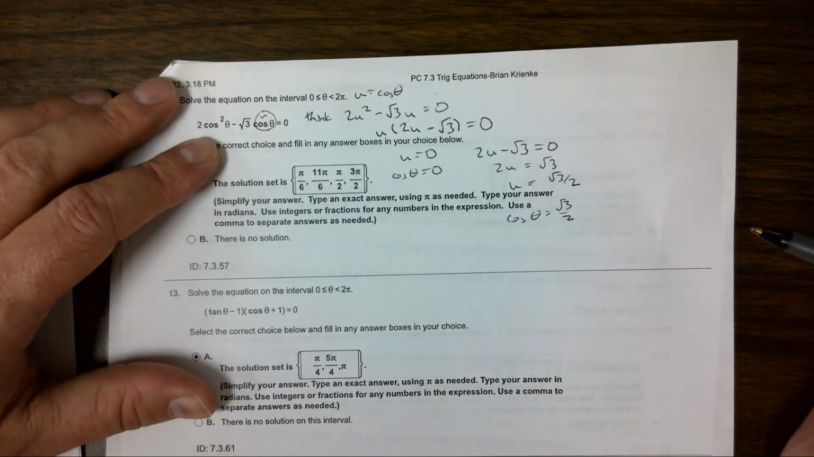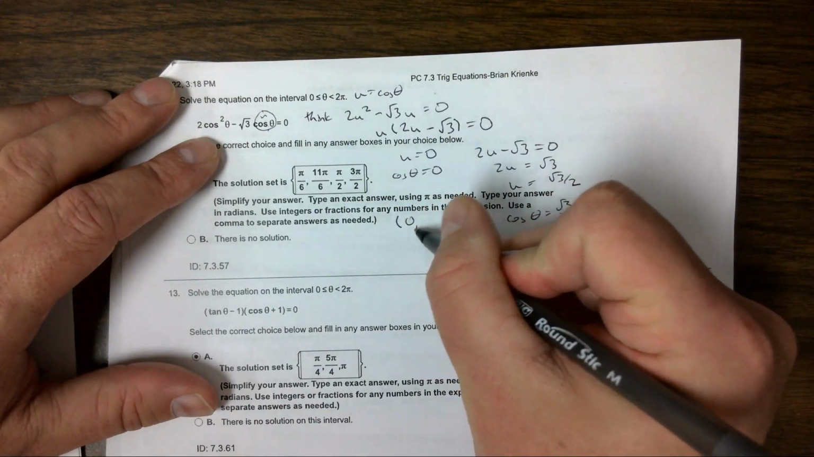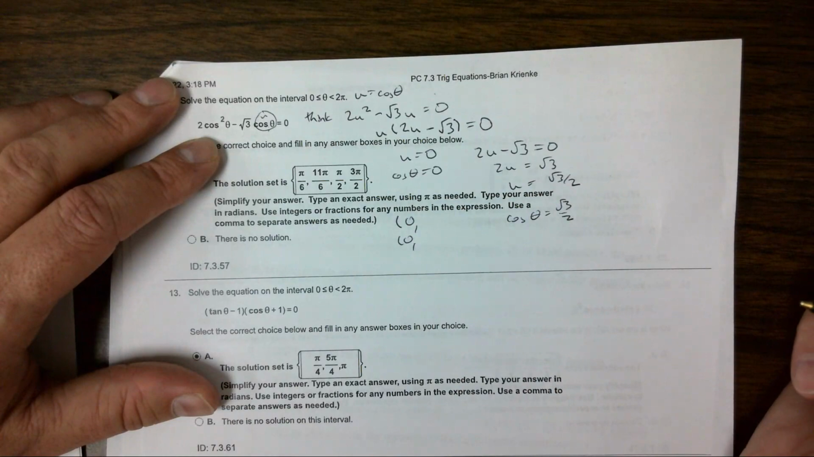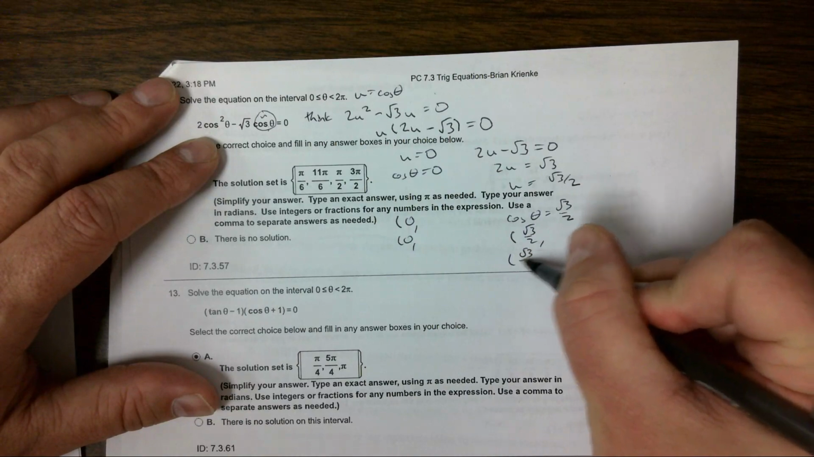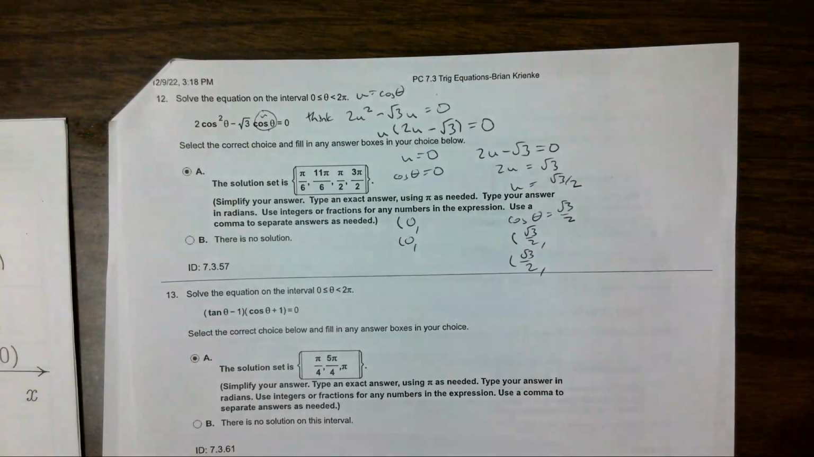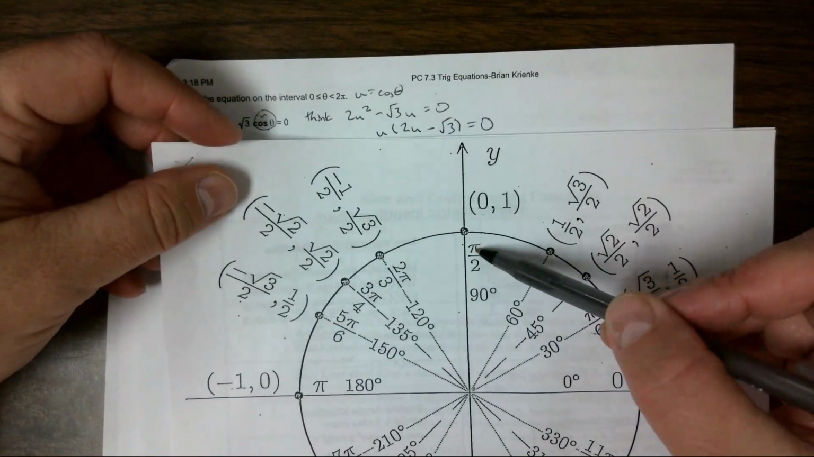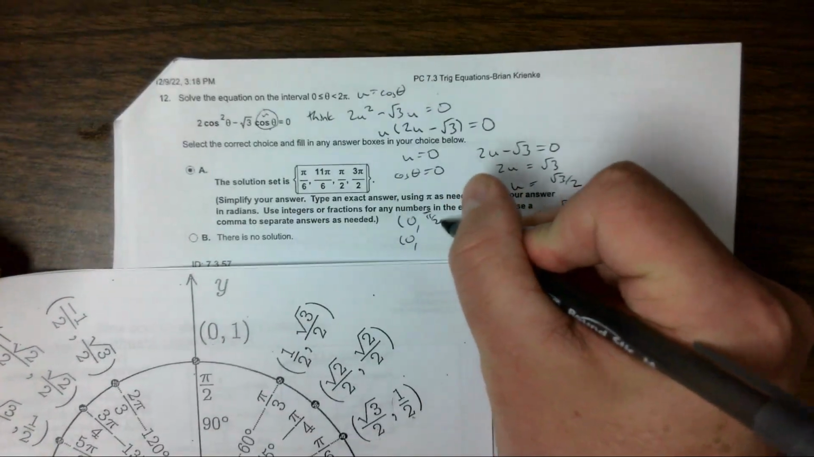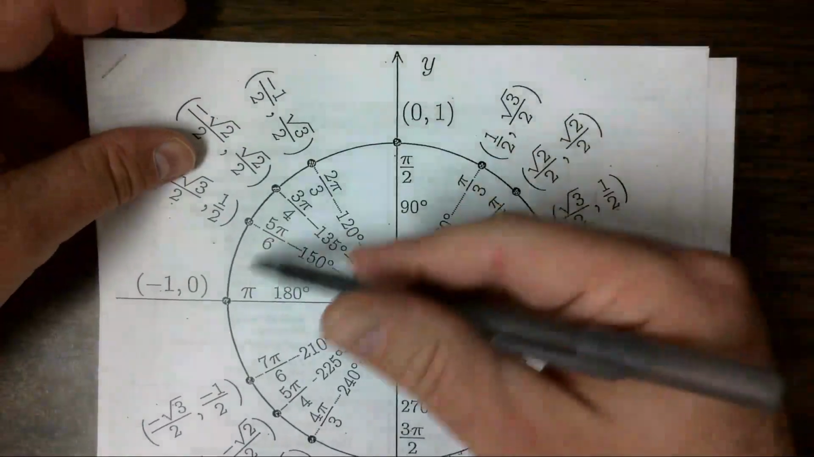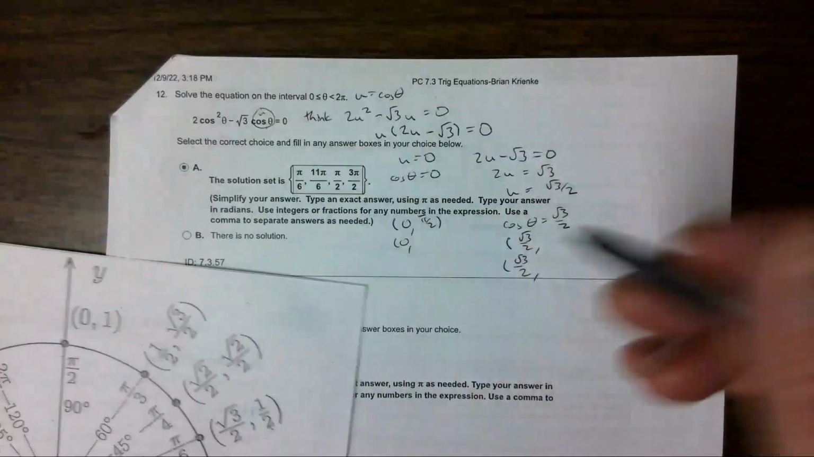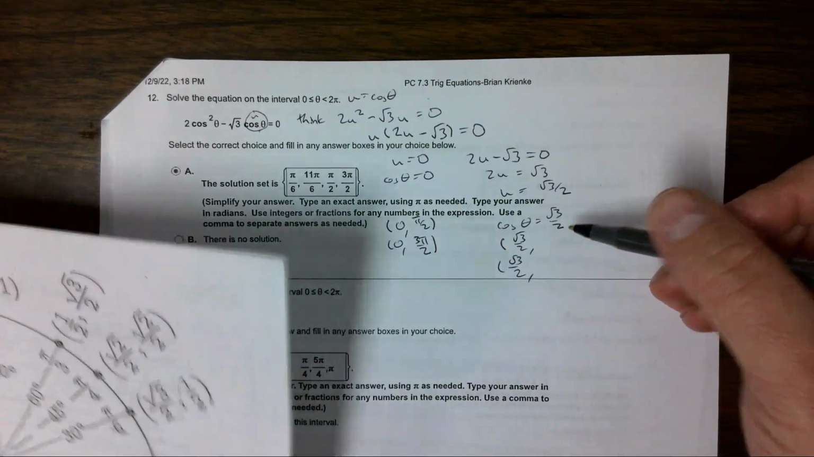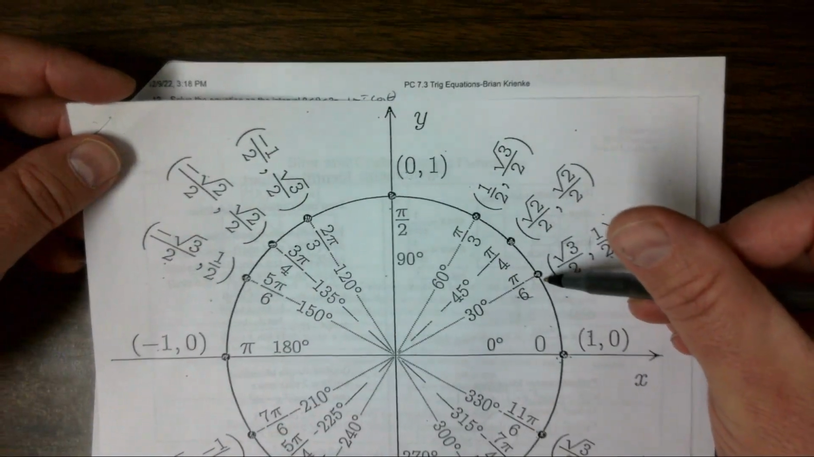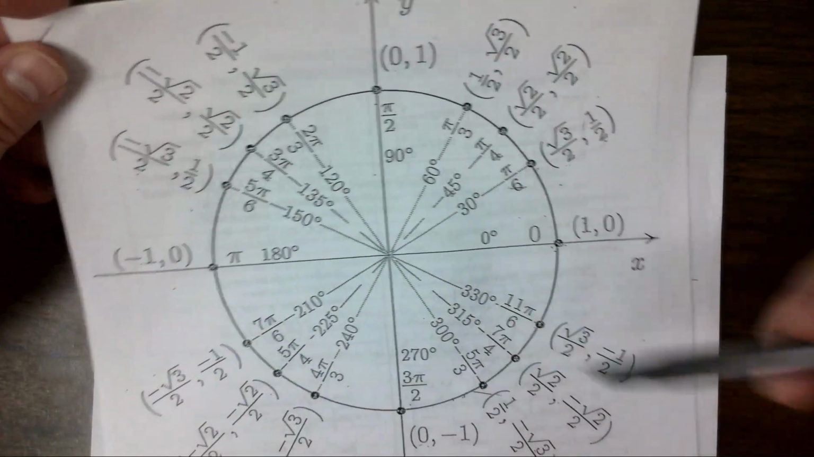Now, what does that mean? That means, are there any places where it's 0 comma something? And are there any places where it's square root of 3 over 2 comma something? Well, let's see. On the unit circle, the first place is at pi halves, because we look going around here. Oh, we found another one. That's at 3 pi halves. And then where is it square root of 3 over 2? Right there at pi 6, and then all the way around to 11 pi 6.